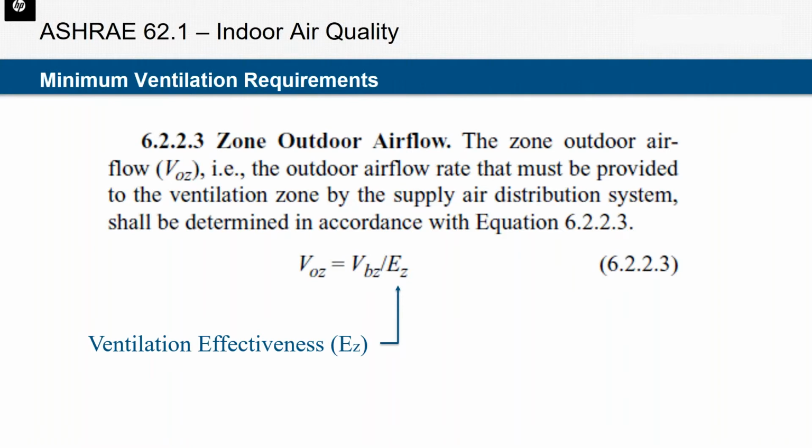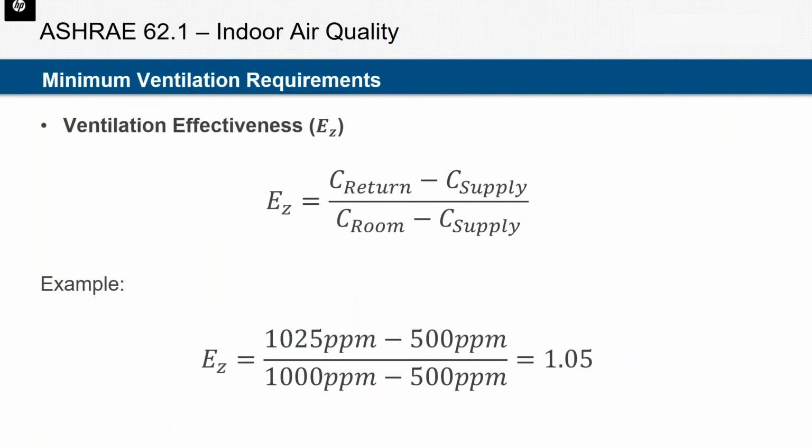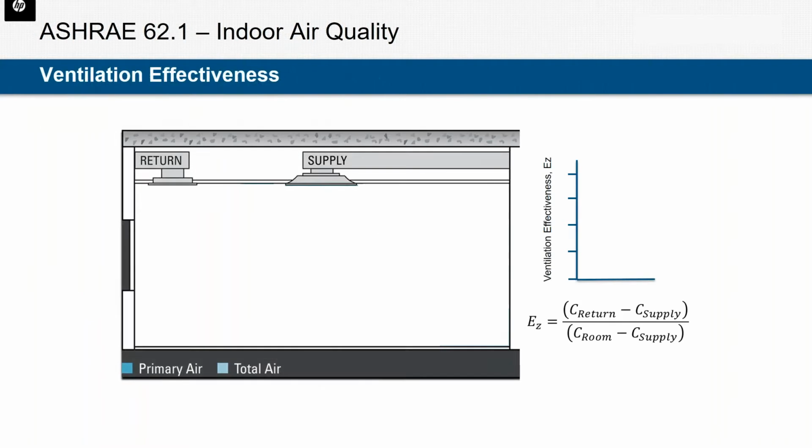That's this EZ term. And it's calculated, you can actually test for this, it's calculated by the amount of contaminants in our return relative to the amount of contaminants in the room. So, for example, if we have maybe slightly more contaminants in our return, in this case, maybe this is carbon dioxide, CO2, maybe we have 1,025 ppm in our return and 1,000 ppm in the room, those are about the same. Our ventilation effectiveness is, in this case, 1.05. A ventilation effectiveness of 1.05 is pretty normal.